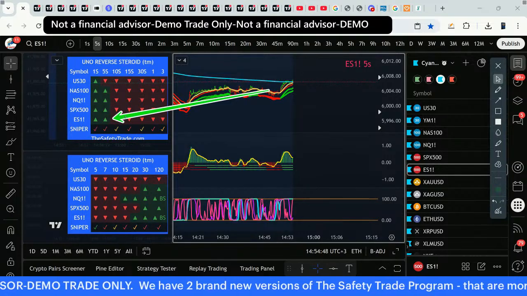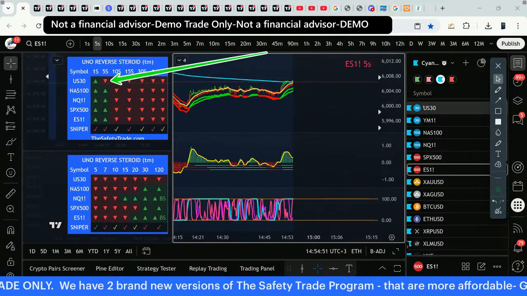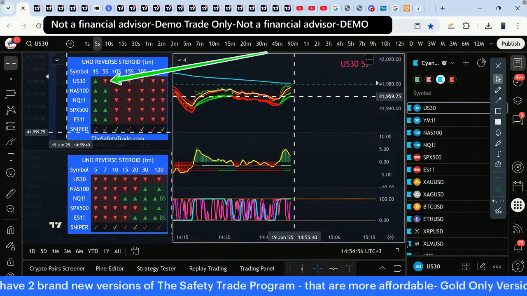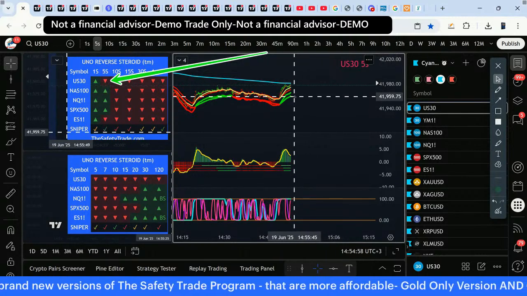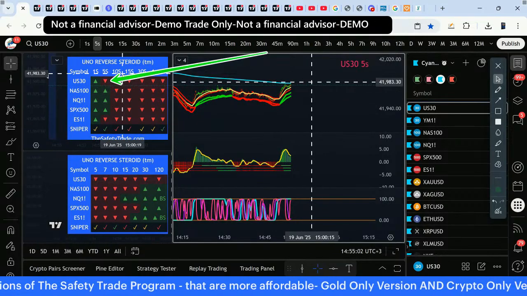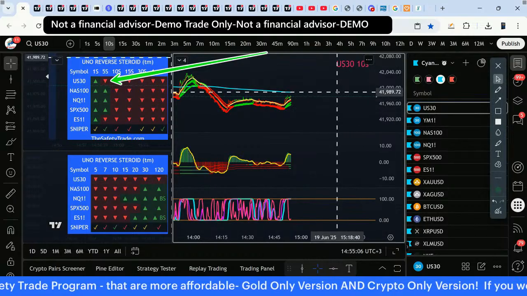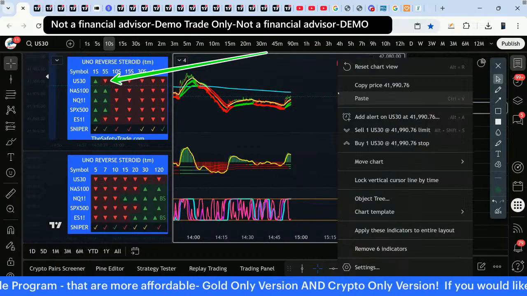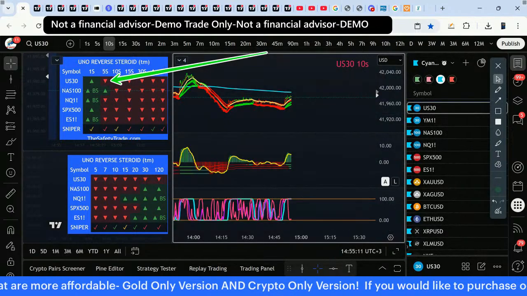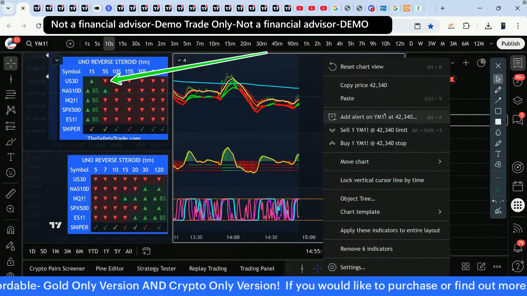Why isn't this changing colors? There we go. Next up, you're going to see US 30 change colors right here. There you go. So there you go. Buy stop in the 5-second blue lines. Next up on the agenda, 5-second and then 10-second. 10-second buy stop for US 30 to the blue line. 10-second buy stop.